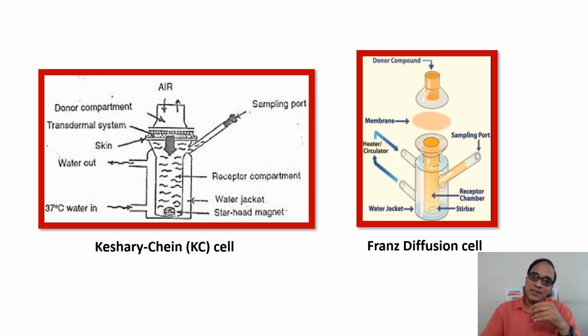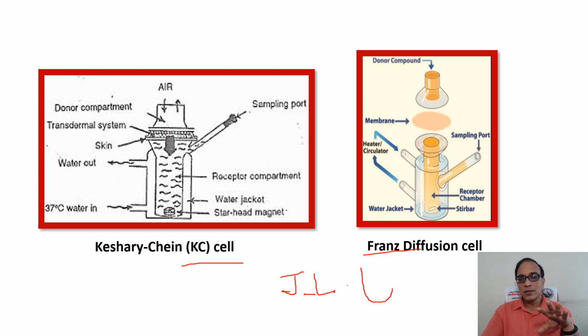As we can see, let's see this Franz cell and Keshary-Chien diffusion cell. They are both vertical type diffusion apparatus. Apart from them, vertical apparatus, do you remember? This was the JL cell. Java Lordy cells. These Java Lordy cells are just like the dissolution apparatus, and we are using it in the basket as I'm just drawing it for you. They are just like the dissolution apparatus jar and the basket is there, so we call it Java Lordy cell.